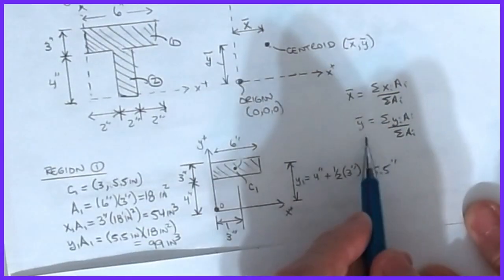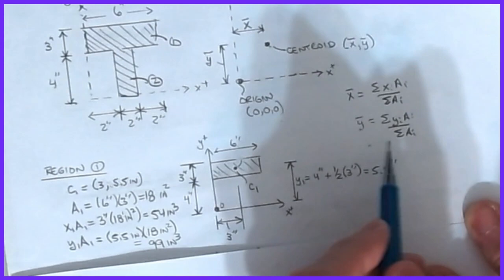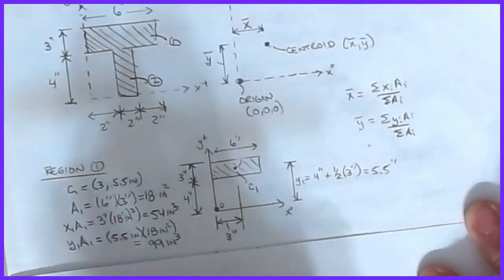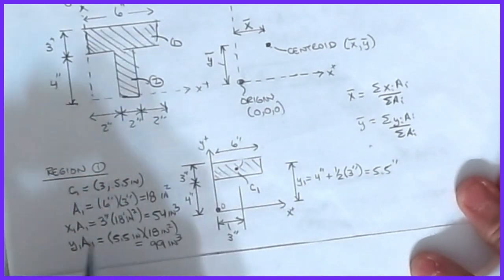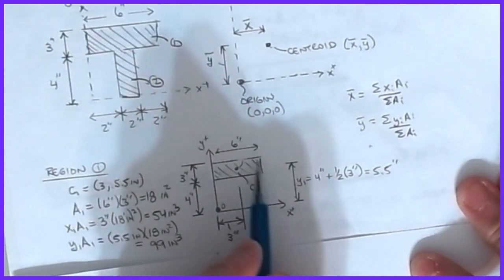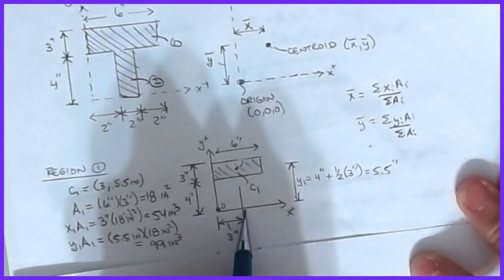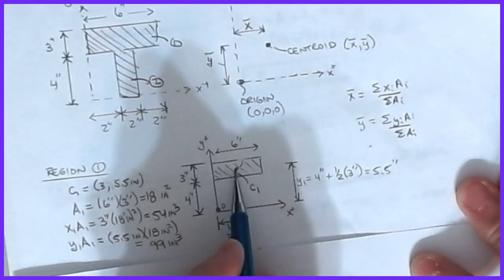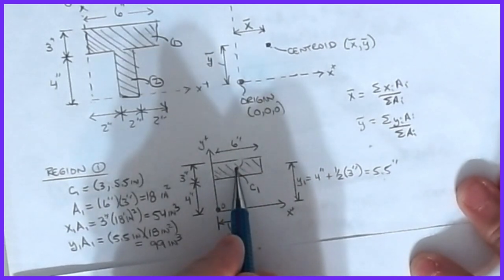Now, incidentally, I do need to point out that if this was a three-dimensional object, there would be a third equation with respect to the z-axis. But for us, we're just going to look at the two-dimensional scenario. All right, so the things I need to know: C1. Based on this coordinate system, I know that C1 is going to be located at half of 6, or 3 inches. I know that it's going to be located at 4 inches plus half of 3, or 5.5 inches. And that gets me the location of this point.